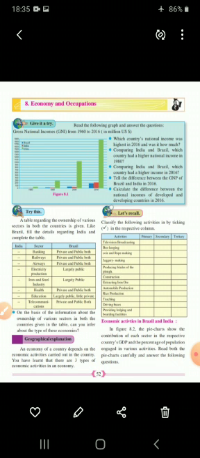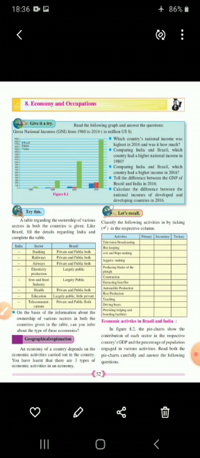Now come to the next question. Tell the difference between the GNP of Brazil and India in 2016. So here we are supposed to find out by observing the graph of India and Brazil in 2016. You will see that India has approximately 210 million US dollars GNP and Brazil has 170. Understood? So here we are supposed to find the difference, so we will subtract this GNP and we can find it out.